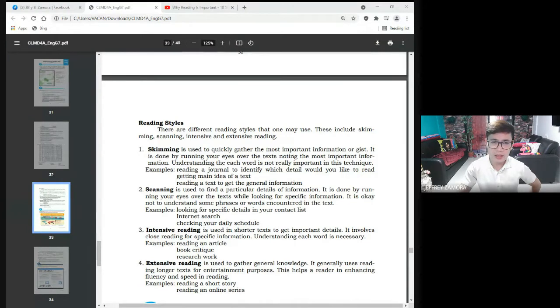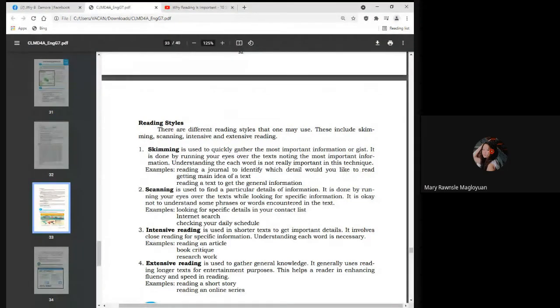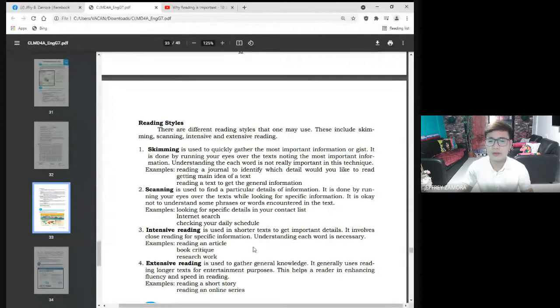Scanning is used to find particular details of information. It is done by running your eyes over the text while looking for specific information. It is okay not to understand some phrases or words encountered in the text. Examples: looking for specific details in your contact list, internet search, checking your daily schedule. Okay, that is what's called scanning.